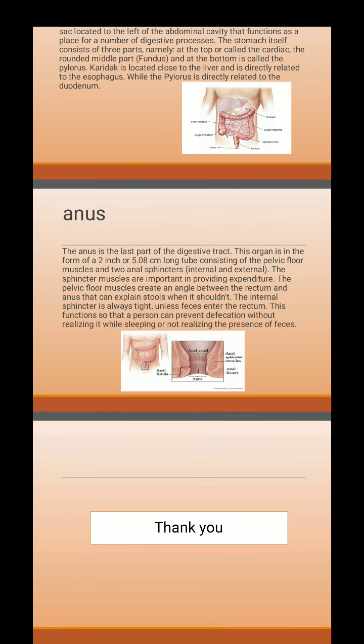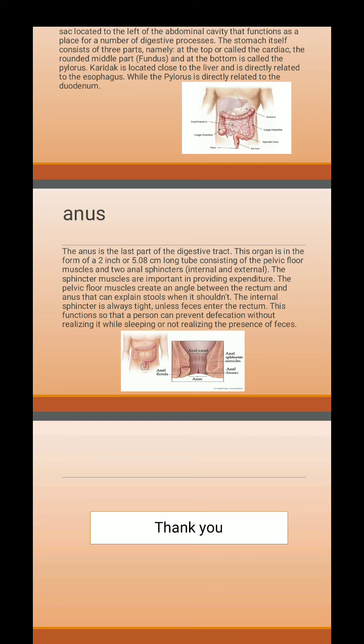And the last is anus. The anus is the last part of the digestive tract. This organ is in the form of a 2-inch or 5.08 centimeter long tube consisting of the pelvic floor muscles and two anal sphincters, internal and external.